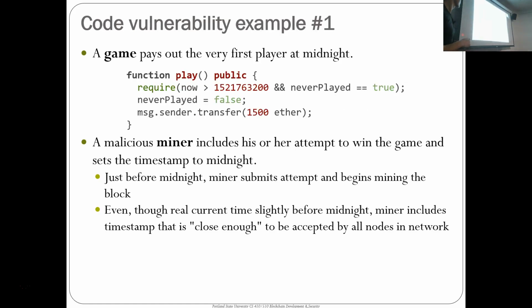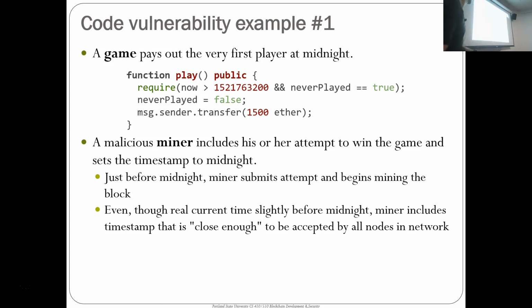Here's a code vulnerability example. Here's a game that pays out the very first player at midnight. So if you are the first player, you've never played before, and you're the first player beyond this timestamp, then you can basically get all of this ether, 1,500 ether, that's just a joke, because that's a lot of money.